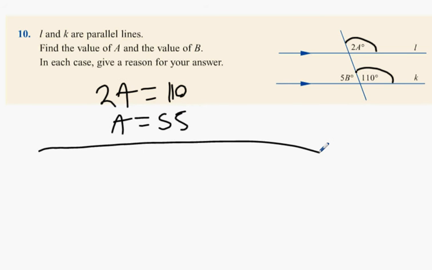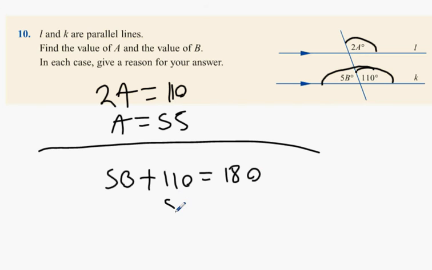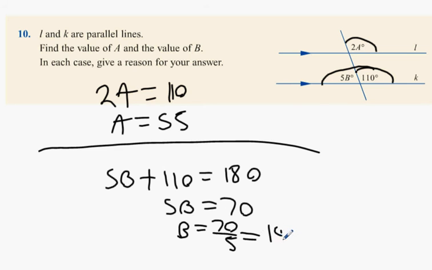Okay. What about 5b and 110? They have to add up to 180. 5b plus 110 must equal 180. 5b must be 70, minus 110 off 180. 70 divided by 5 is 14 degrees. Are we happy with 14 degrees? We good? Okay.